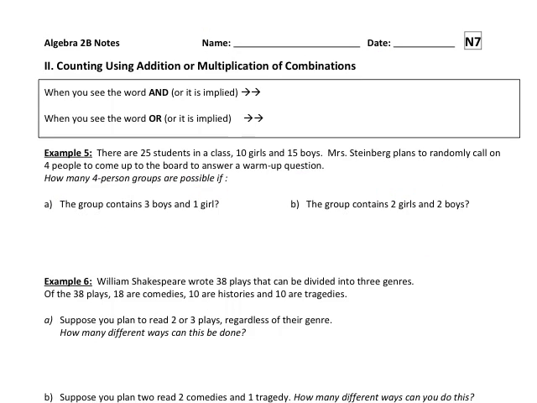In some of the combination problems, you're going to see the word and, and you may also see the word or. We're going to practice these types of problems here on this side of the paper. Counting using addition or multiplication of combinations. When you see the word and, or the word and is implied when you're reading it, you want to remember that you have to multiply. So and means that you want to do multiplication of combinations. If you see the word or, you want to remember that that's going to be an addition problem. Okay, so addition of combinations.